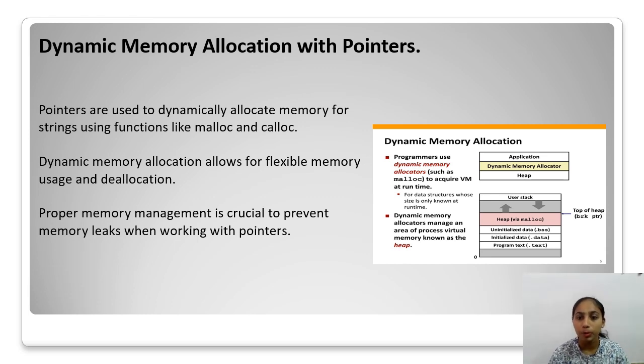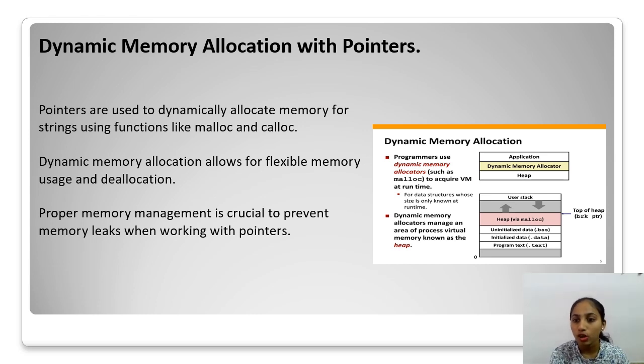And then dynamic memory allocation. Application is dynamic memory allocator and the heap. Programmers use dynamic memory allocators such as malloc to acquire virtual memory at runtime for data structures whose size is only known at runtime. And then dynamic memory allocators manage an area of the process virtual memory known as the heap.